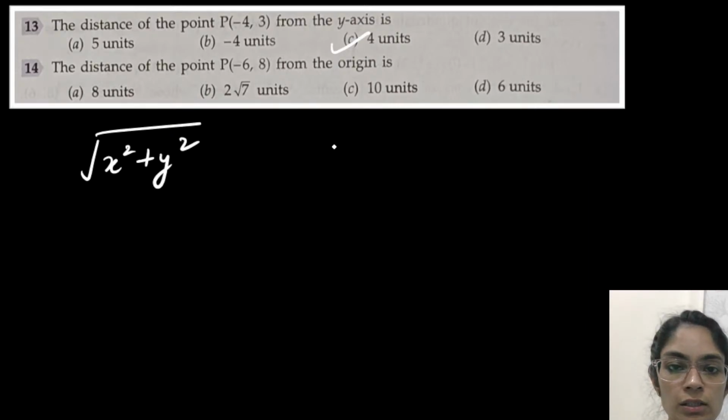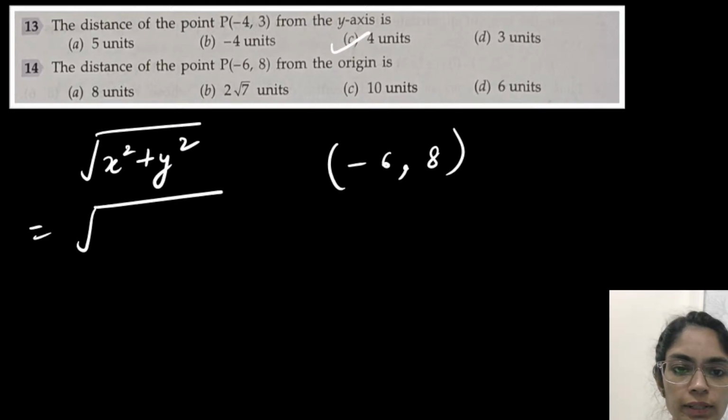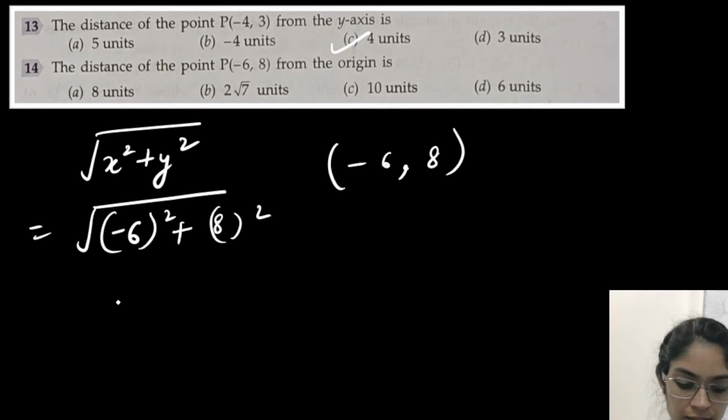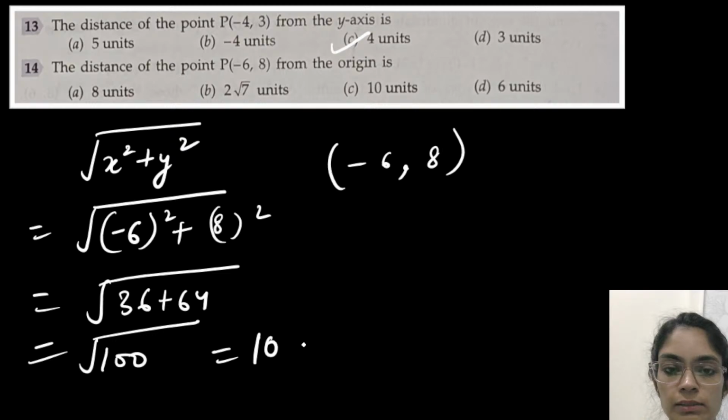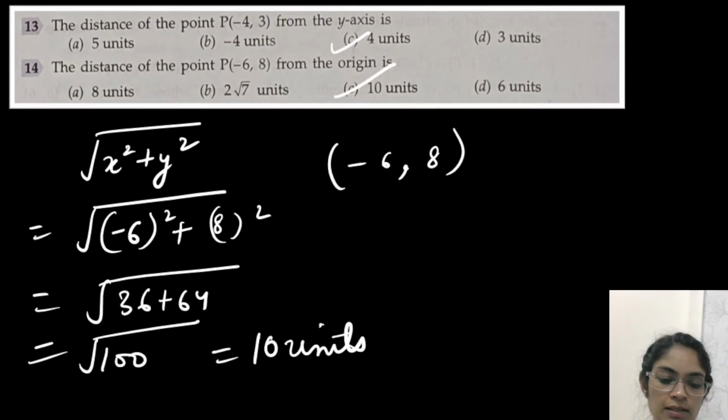Distance from the origin. So here x is minus 6, y is 8. So you can substitute the values: minus 6 square plus 8 square. So 36 plus 64, which equals the square root of 100. So this equals 10 units. The square root of 100 is equal to 10 units. So option C. Yes, Venugopal has given the answer for option C. The 14th one, even Nikhil gave the answer. Yes, so for the 14th one, option C is the answer.